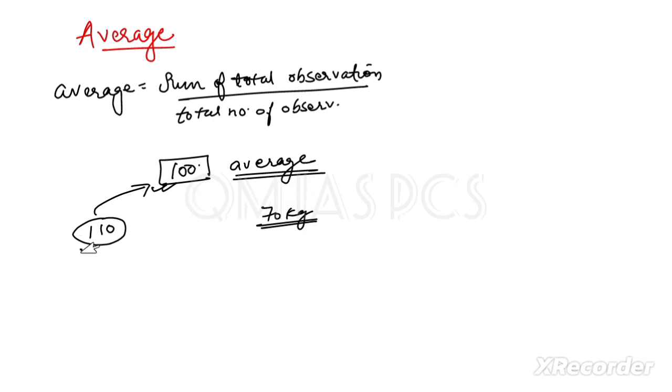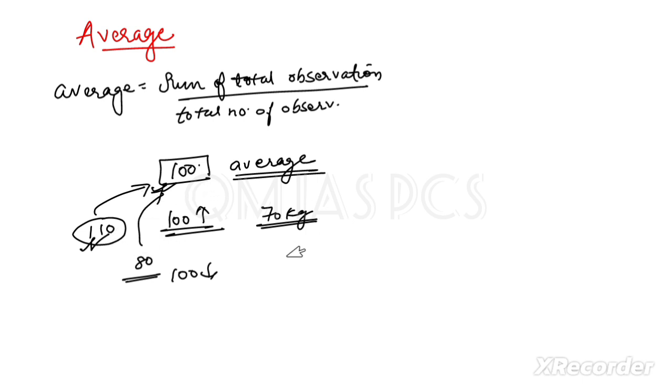In this case also the average value will increase, since it is more than 100. In the reverse case, if we add any other observation whose value is less than 100, let's say we add a value of 80, then in that case the average will decrease. Is it clear?